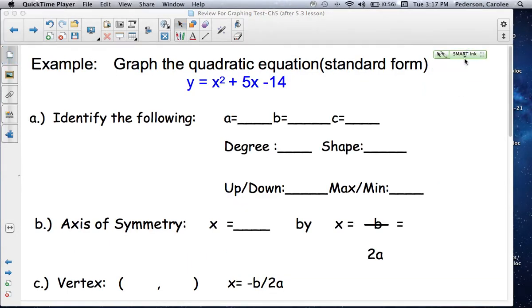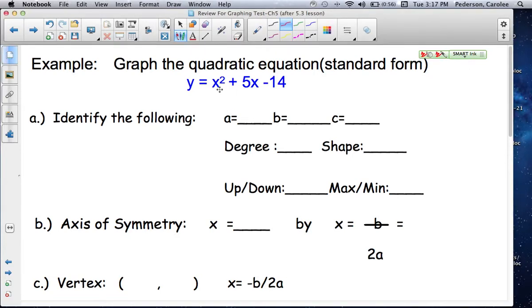This should be a review problem for you. So I would say you don't need to write this one down, just kind of follow along. We're going to graph this quadratic equation in standard form. When you graph in standard form, you want to identify the A, B, and C. Remember, the A is the leading coefficient. So that's 1. The B is the coefficient in front of the x term. And then the C is the constant.